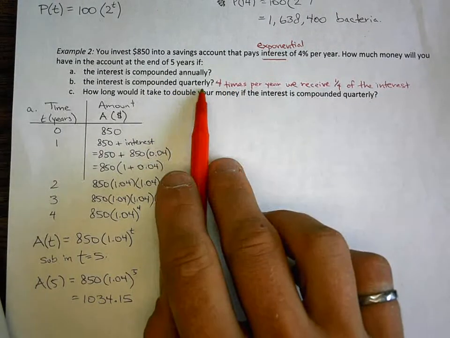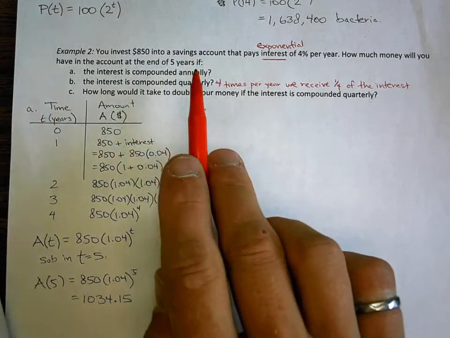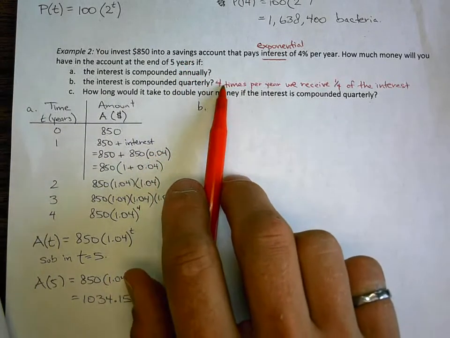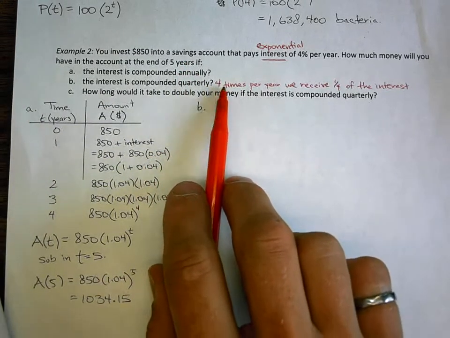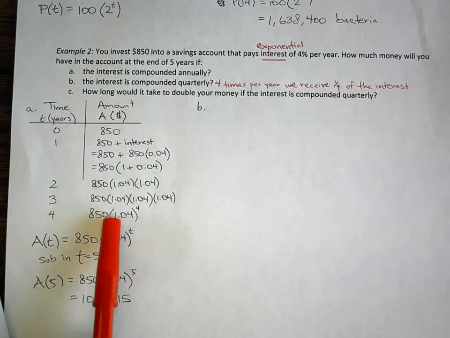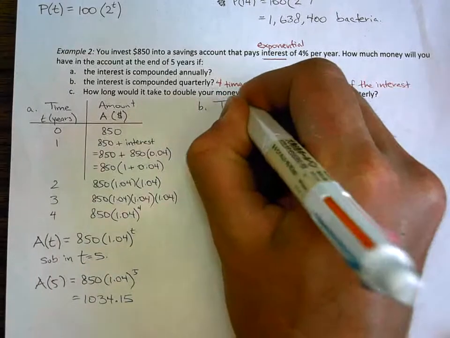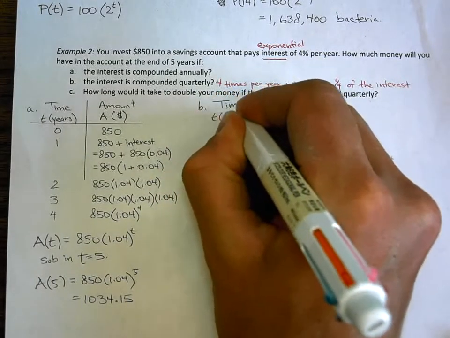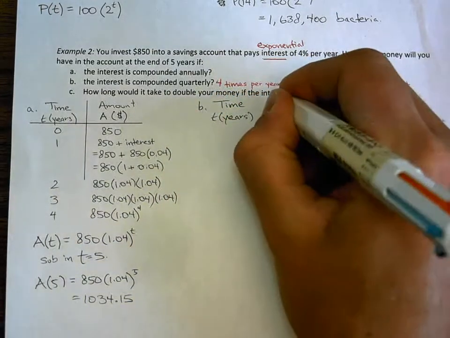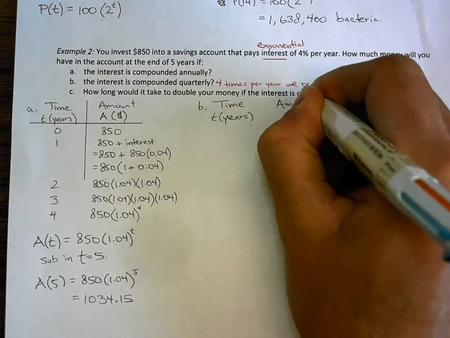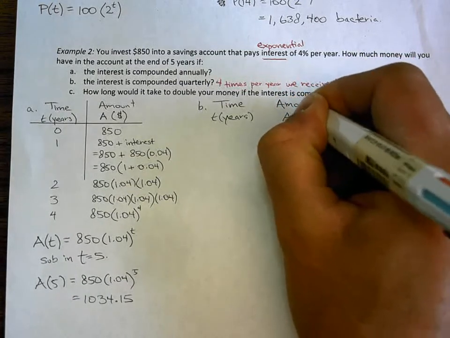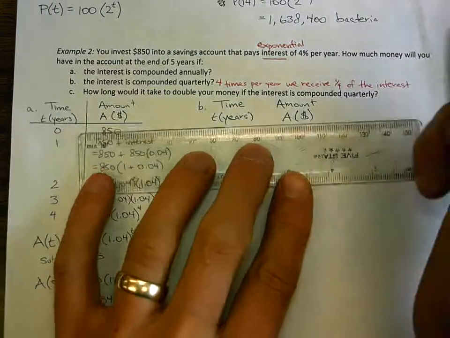This is a real thing. We've already learned that the more frequently you compound your interest, the more money you make. So we can assume that this person is going to actually make more than this person. Let's see. Let's make a table. So this time I have my time, t years, and I have my amount, which is A, in dollars. So make a nice table.